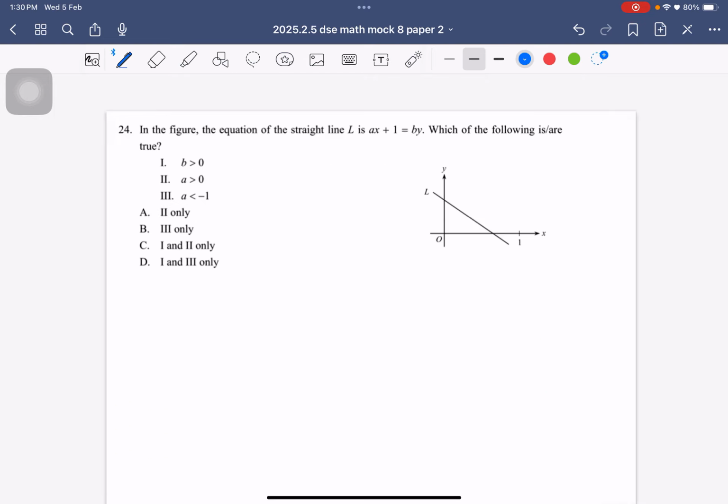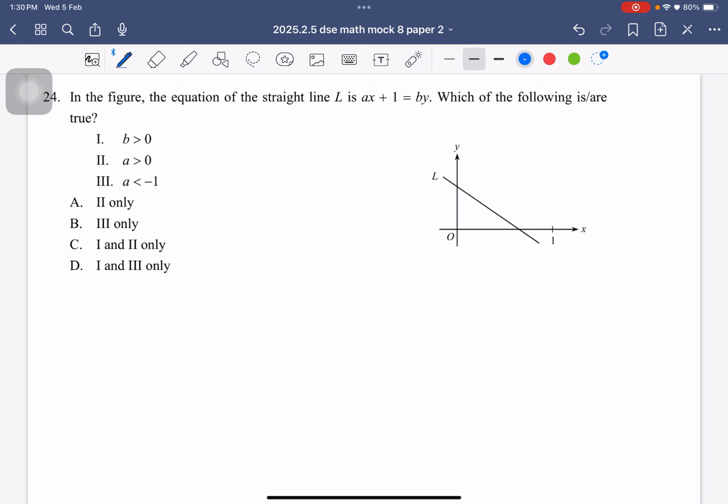Okay? So let's see this question. We have the straight line here: ax plus 1 equal to by. Is this our y equal to mx plus c format? It's not yet. So first of all, you need to change it into y equal to mx plus c to do the further steps. So how do we change it? I don't want the b, isn't it? So it becomes y equal to ax plus 1 divided by b. And I can split it, it becomes y equal to a over b x plus 1 over b.